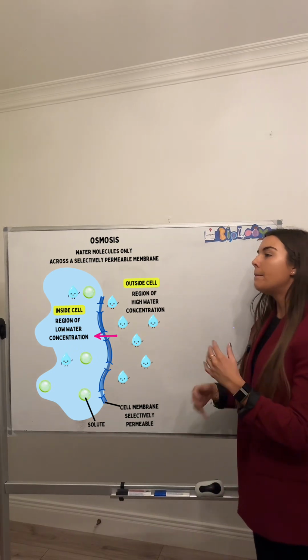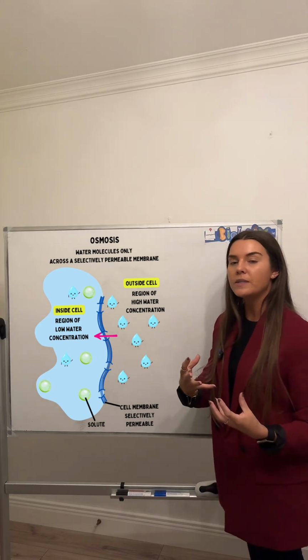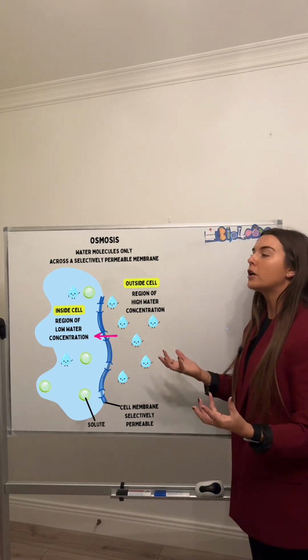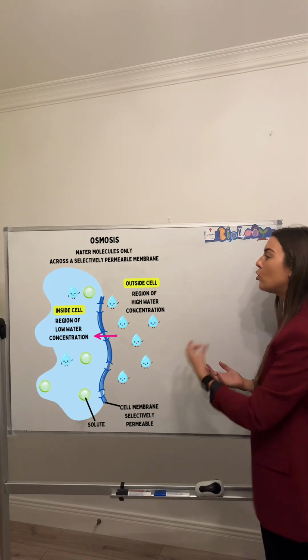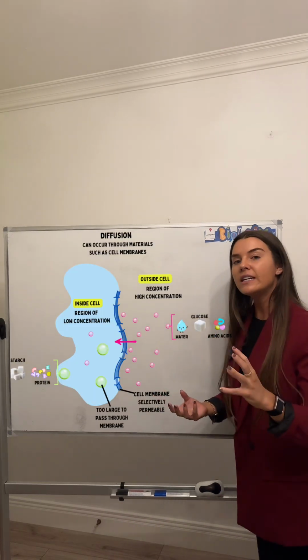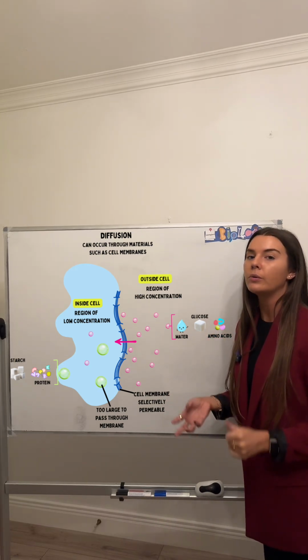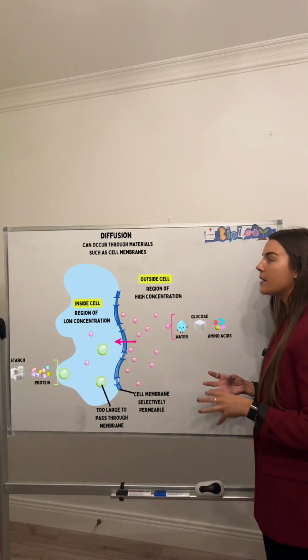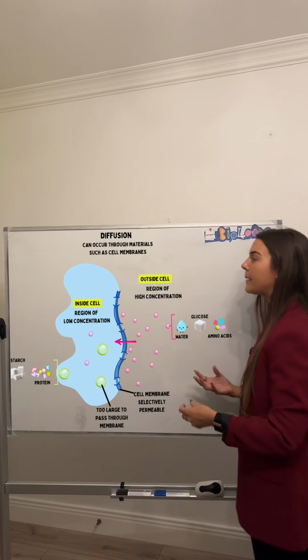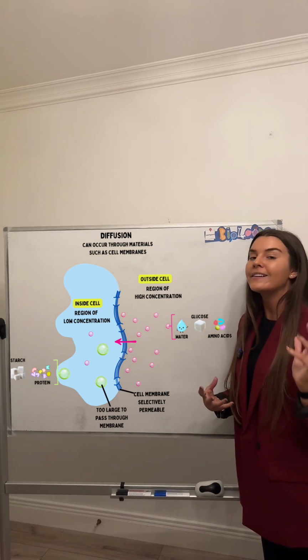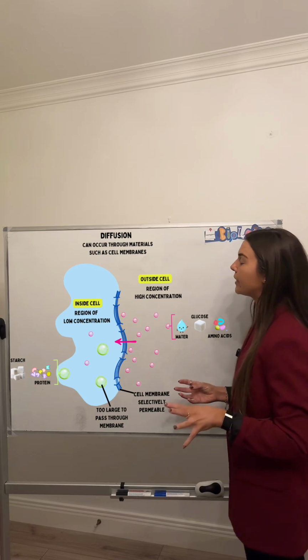A selectively permeable membrane allows certain substances to pass through, smaller particles like oxygen or water or amino acids. It doesn't allow larger molecules like starch or proteins to pass through. Okay, so that's selectively permeable. Examples are cell membranes, the nuclear membrane, or you may use Visking tubing, or cellophane for your mandatory experiments.